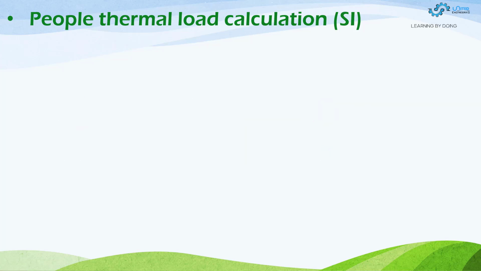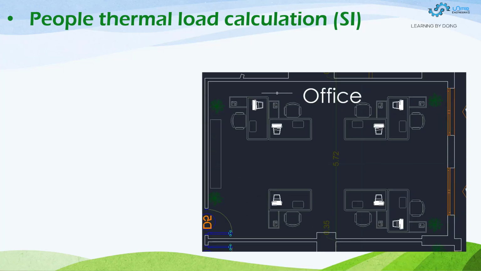Firstly, we must specify the type of the room that we are working on. So we will work now on a computer office room, which has an area of 9.1 meter times 5.8 meter. So its area is 52.7 meters square.